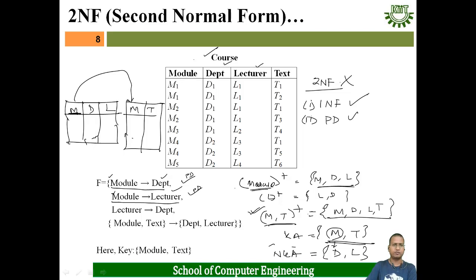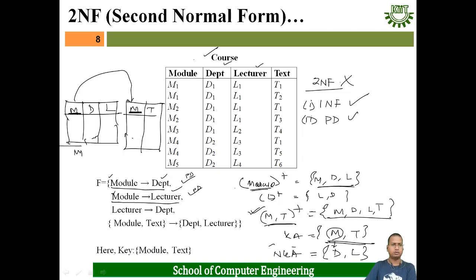In this case also, module will be the primary key, and these are the two tables. Okay. That means in this case we have to see whether all the functional dependencies are preserved or not. That means in this way we will split the original relation into two relations so that both of the relations are in 2NF.